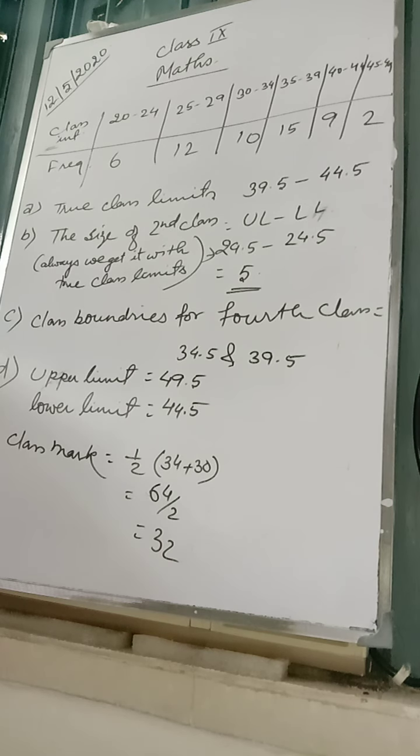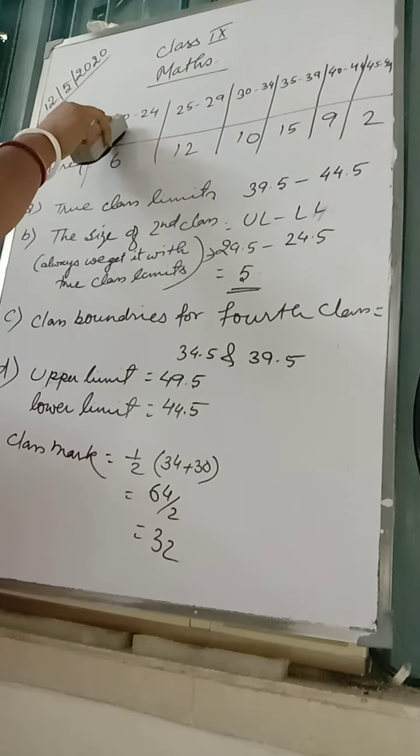Now question number 8. The number of goals scored by a football club in the Premier League in session 2007 were as follows. Arrange this data in a discrete frequency distribution table and answer the following. What is the meaning of discrete frequency distribution table? We have to write that particular variate.